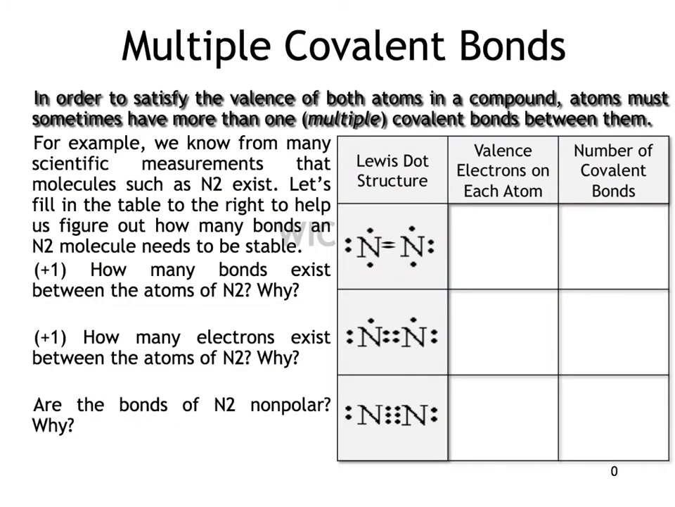So I want you to put a new subheading that has multiple covalent bonds as the title. And basically, there are cases when atoms would bond to each other, but one bond would not fulfill the valence shell of either atom. And you need to remember that the whole point of bonding is to fulfill the valence shell. So in order to satisfy the valence of both atoms in a compound, atoms must sometimes have more than one, multiple covalent bonds, between them. This is a very important idea to record in your notes.